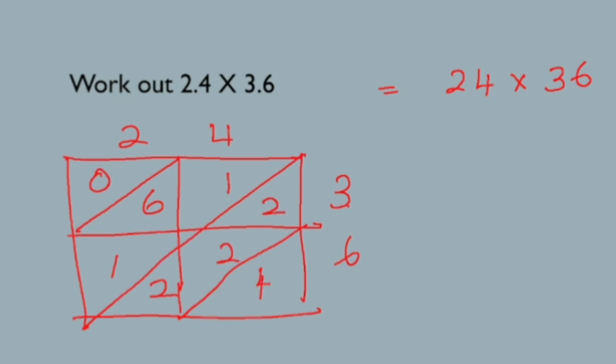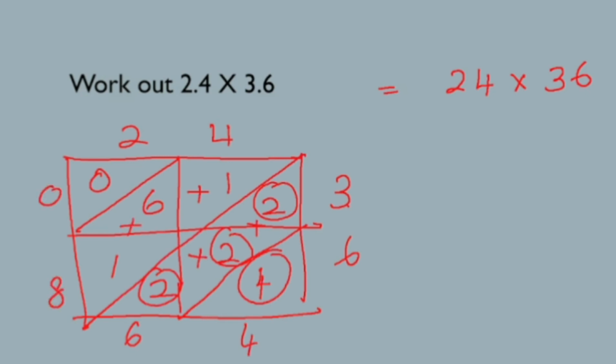Then I'm adding the values. Here it's 4. 2, 2, 2. When you add together, 6. And 1 plus 6 plus 1 is 8. And here it's 0. So I can write the answer in this format. I'm getting 864. So when you multiply 24 by 36, your answer would be 864.